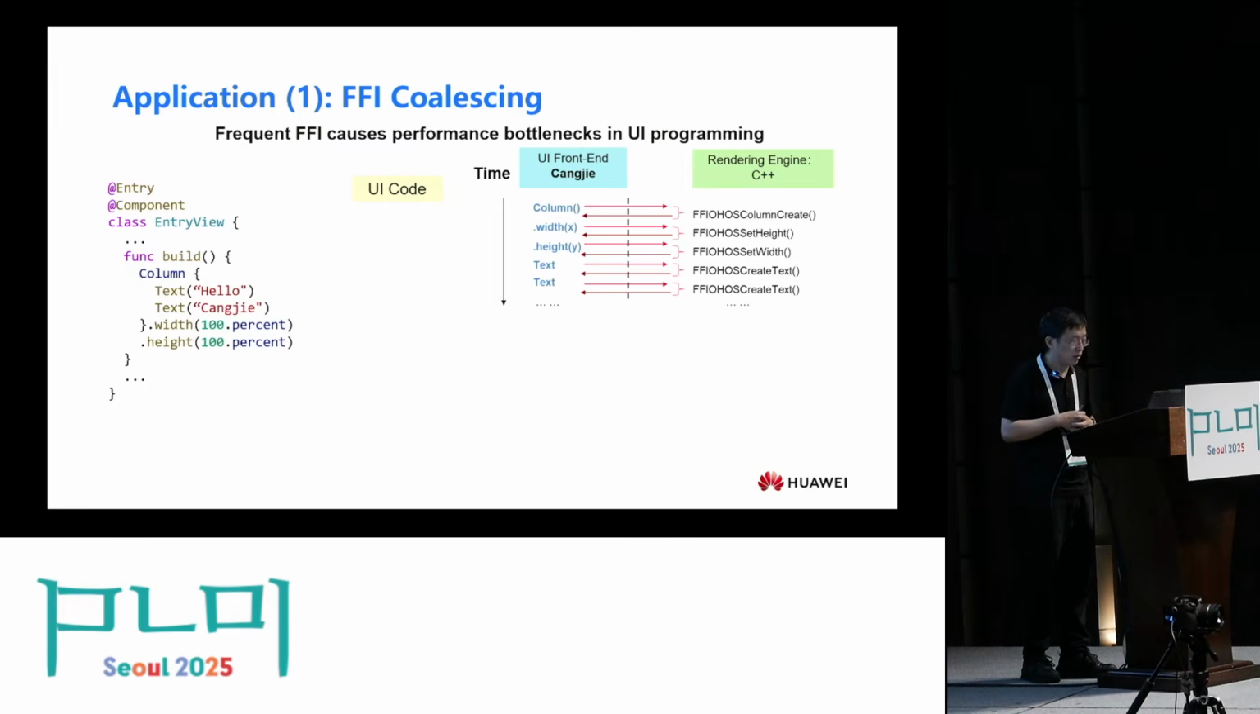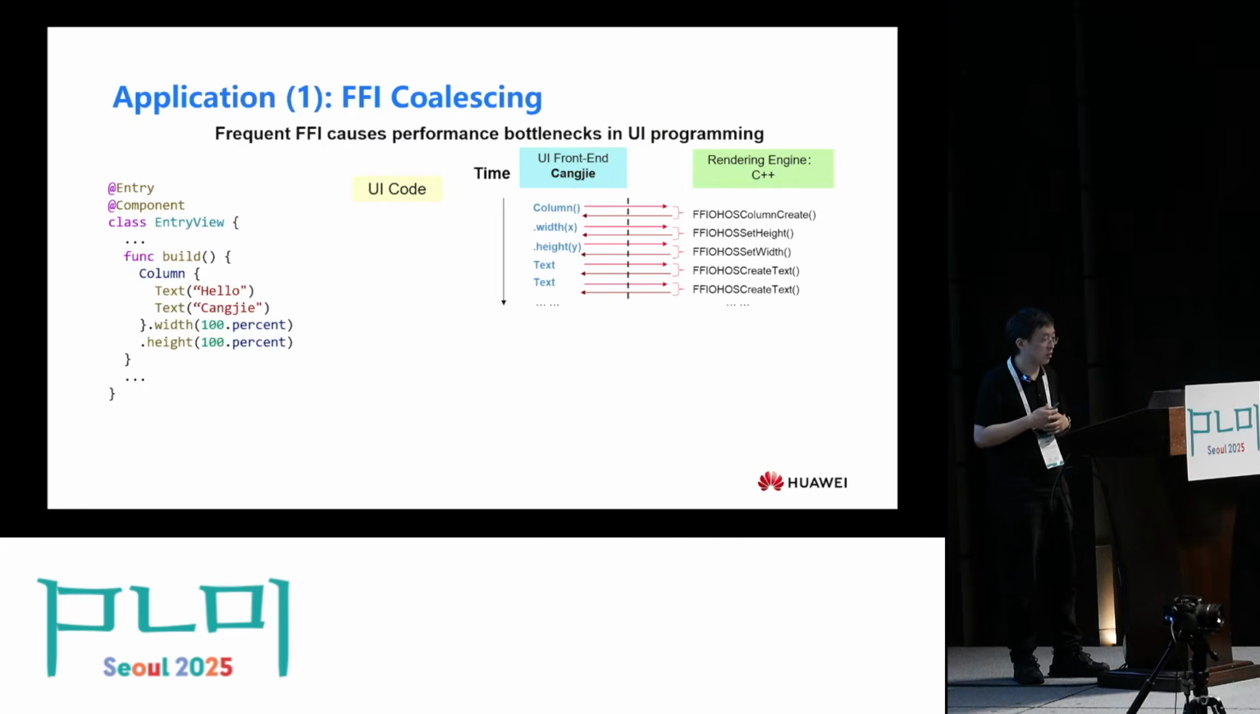So in our UI programming, on the left-hand side, we write code to configure the parameters of the UI components. Actually, for each line of the code, the underlying implementation calls the native C++ code. So as you can see during the execution, we always go across the boundary between Cangjie and C++, go back and forth. This introduces lots of performance overhead.